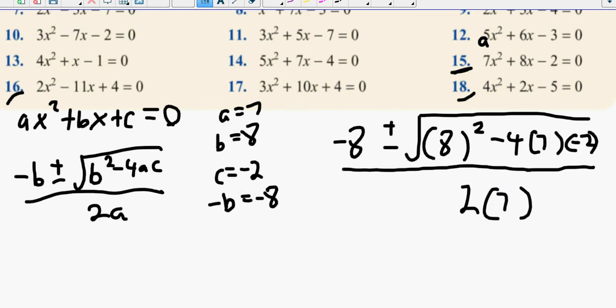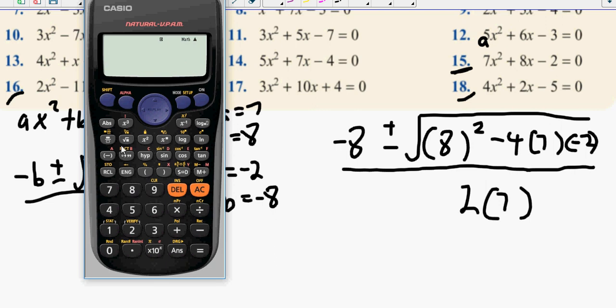Get into the calculator, press the fraction button first, press your minus 8 plus square root. Get your brackets sorted first. Don't worry about filling in the numbers just yet. Now we can start filling them in. 7 on the bottom, go back up, that's a minus 2. This one here is a 7. And then this one here is an 8.